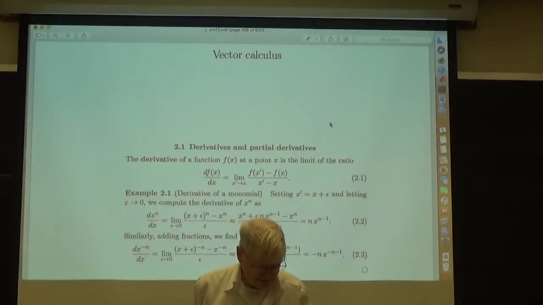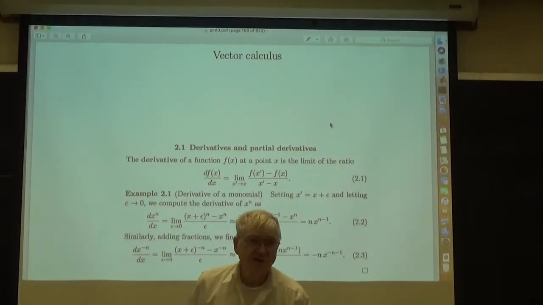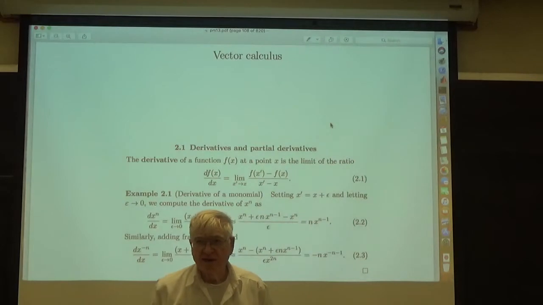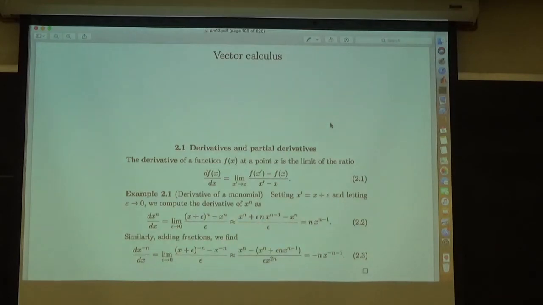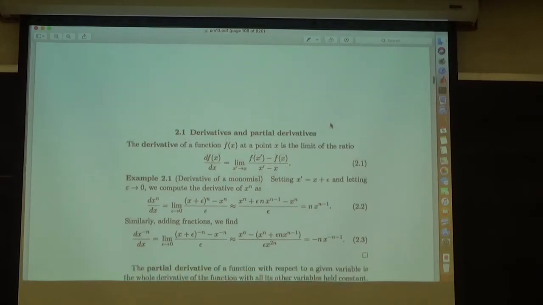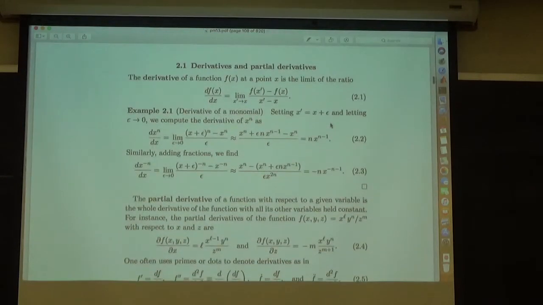Okay, so as you know, I've got this kidney stone, and so I'm not in great shape, but I think I can do the lecture anyway. But instead of writing on the board a lot the way I normally do, I will use the projector.